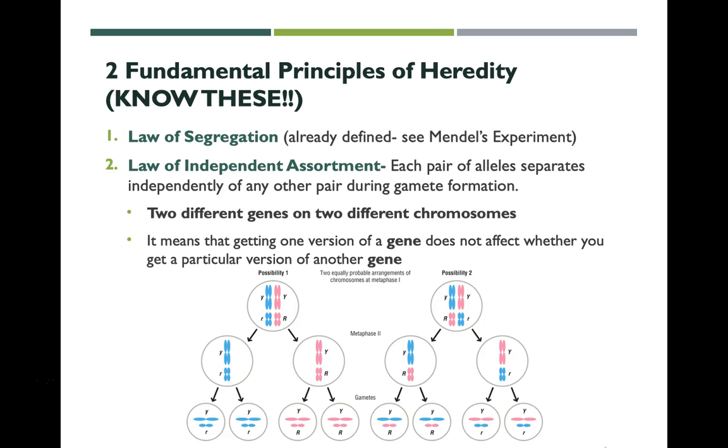flower position. And so the law of independent assortment refers to 2 different genes on 2 different chromosomes, say flower color and flower position. The law of independent assortment says that whether or not you get one of those particular alleles doesn't affect whether or not you get a different allele on a different chromosome.